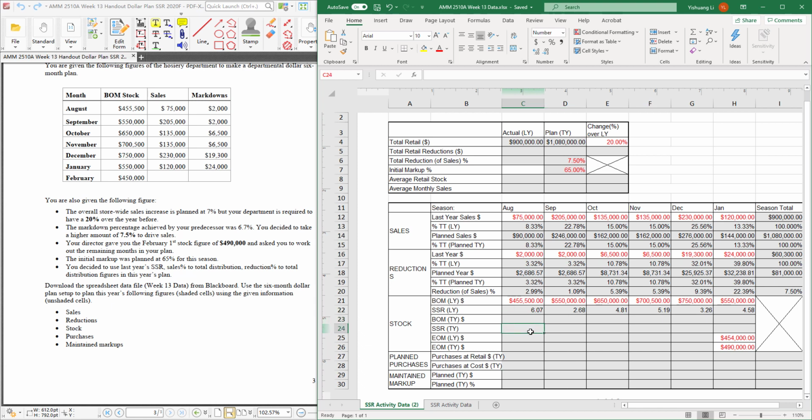And we know this year we are using the same SSR number. So for this year, the SSR of this year equals the SSR of last year. We apply this to the row. How about the BOM of this year? Now we know the planned SSR of this year and the planned monthly sales of this year, which is here. It's easy to get the planned BOM using the planned SSR times the planned sales.